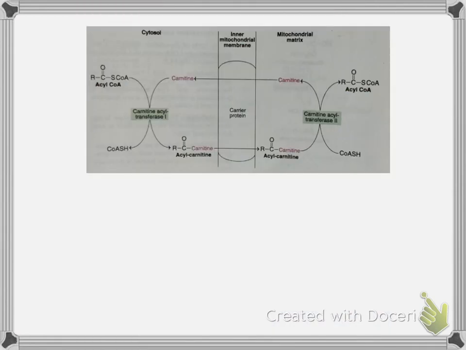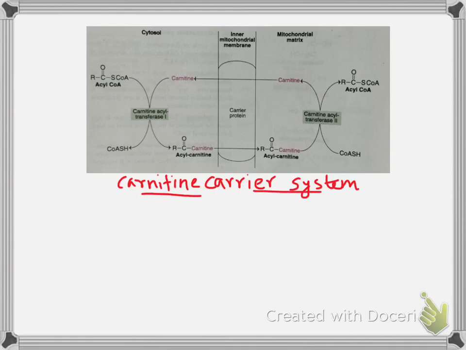Now coming to the second step, that is transport of acyl-CoA into mitochondria. The inner mitochondrial membrane is impermeable to fatty acids, because the activation takes place in the cytosol. So a specialized carnitine carrier system operates to transport the activated fatty acid from the cytosol to the mitochondria.